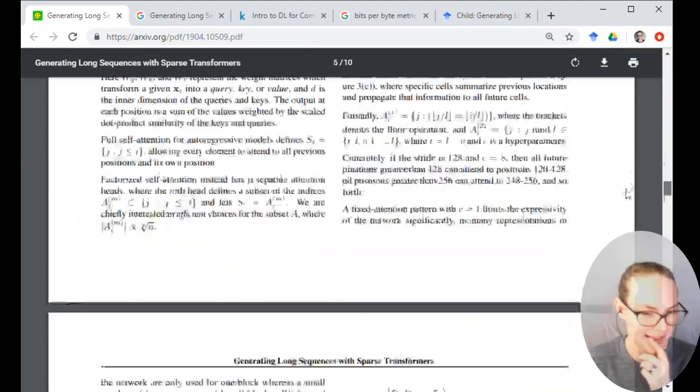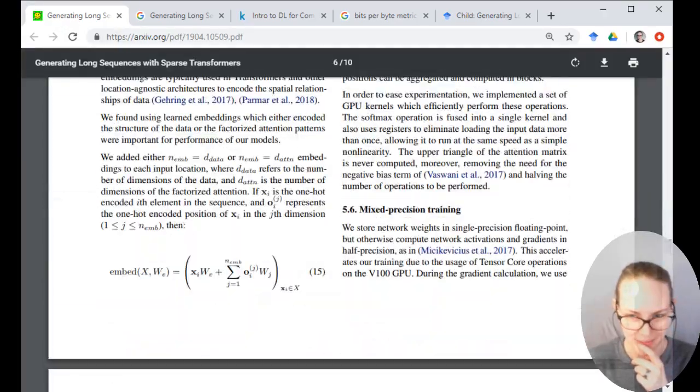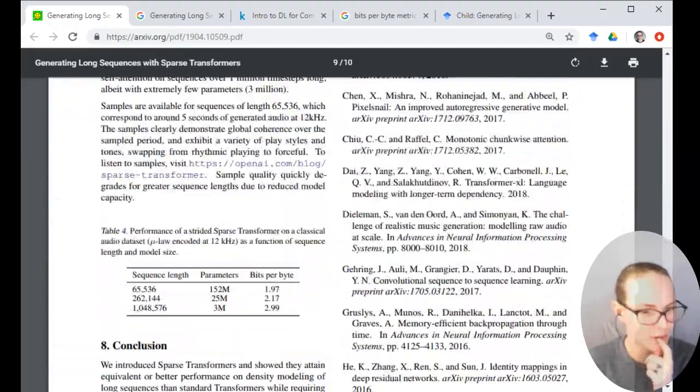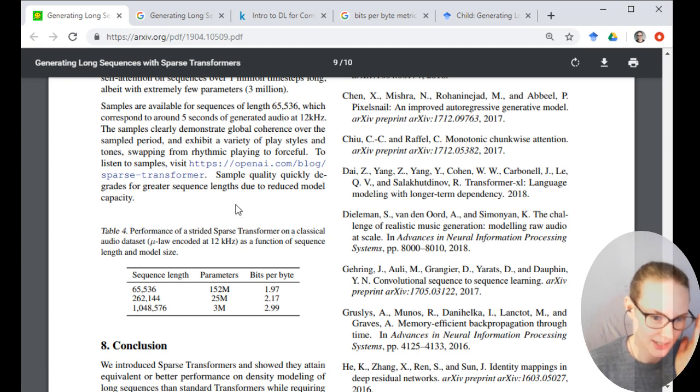Yeah, so that's my feelings at this point. We're almost done. Sample quality, blah, blah, blah. So they can't deal with super long things. Performance of sparse transformer on a classical audio dataset. Mu law encoded at 12 hertz. What does that mean?